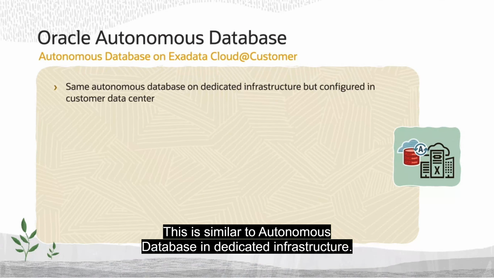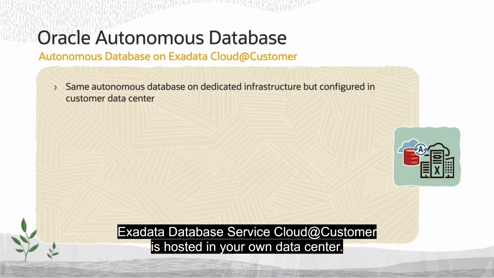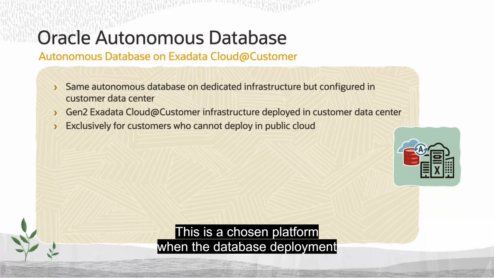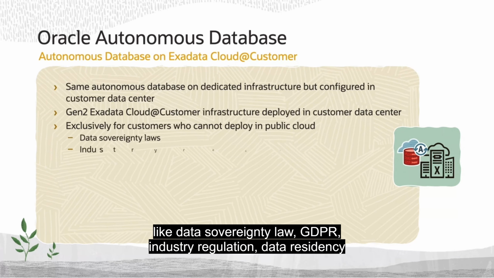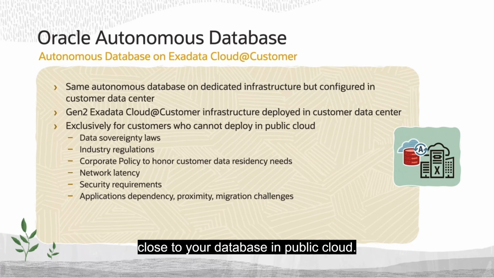Next is autonomous database in Exadata Cloud Customer. This is similar to autonomous database in dedicated infrastructure, but instead of deployment in public cloud, Exadata database service Cloud Customer is hosted in your own data center. This provides Exadata on Gen 2 hardware with elastic provisioning capability. This is a chosen platform when the database deployment choice is governed by different policies like data sovereignty law, GDPR, industry regulation, data residency requirement, or could be a technical challenge in moving the legacy application to cloud close to your database in public cloud.